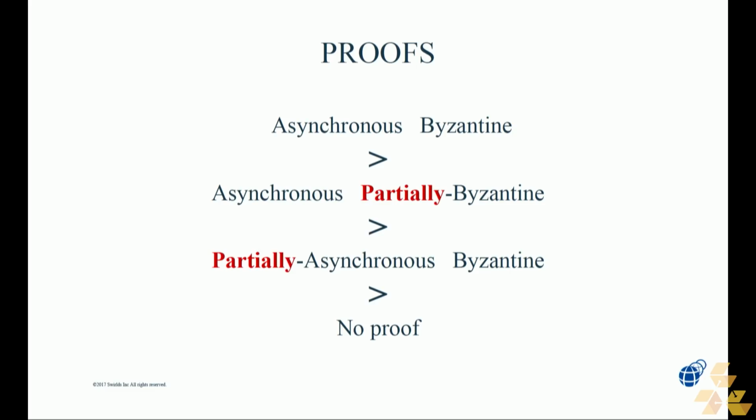It's great that we're building systems that have no proof at all for security, but I think we're getting to the point where we need to start having proofs. So anything is better than no proof. If you can do partially asynchronous Byzantine, that's better than no proof. Do that. Take the time to do that proof.